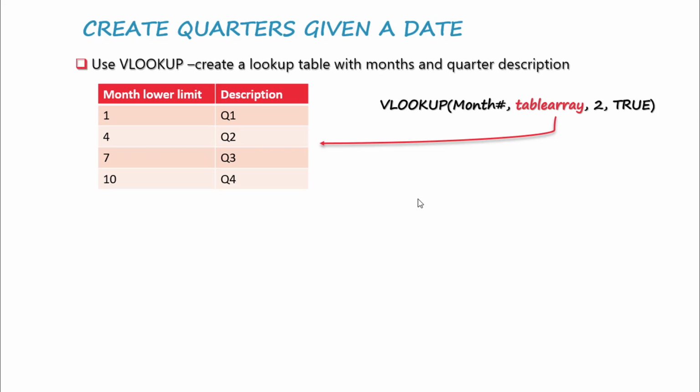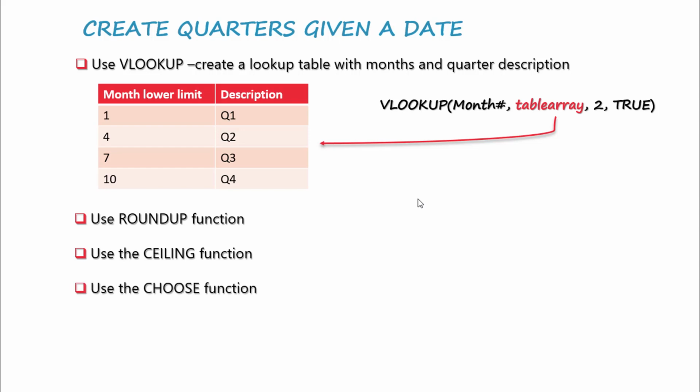using VLOOKUP, where you create a lookup table with months and quarter descriptions, as you can see here. Next, you can use the roundup function. You can also use the ceiling function, and you can as well work with the choose function. In this lesson, we are going to look at how you can use the choose function.